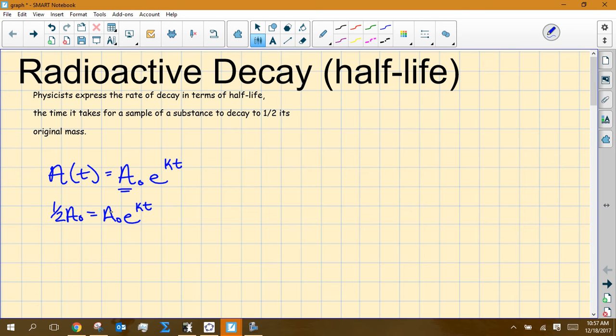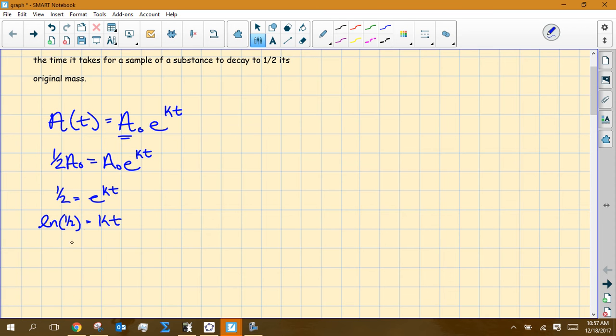Well, if I work through this, I've got a sub 0, I can divide both sides by a sub 0, and it gives me 1/2 is equal to e to the kt. And then using my logarithm rules, I take the ln of both sides. I get ln of 1/2 is equal to kt. Then what we can figure out is that a growth rate, or in this case a decay rate, is going to equal ln of 1/2 divided by t, where t is your half-life.